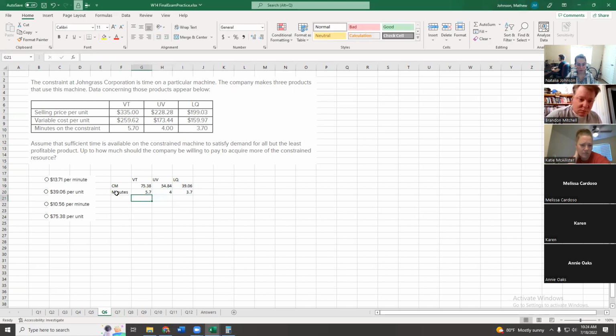Okay, so what do we have to do now? Don't we divide the contribution margin by the minutes? Yeah. Good job. Yeah, because we don't use only the contribution margin. We need to see like how much contribution margin they give per minute. So we divide it.